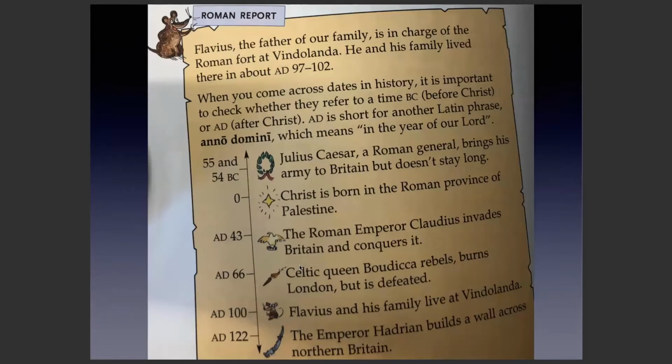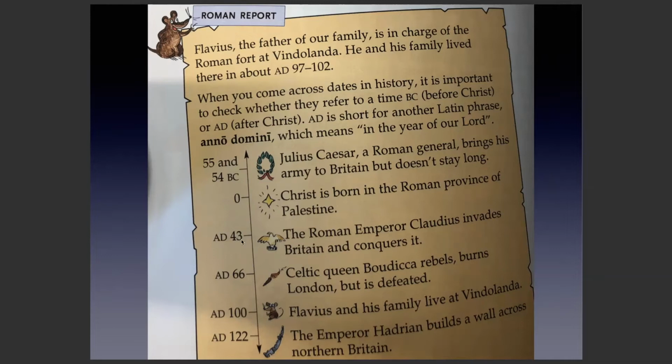And there's this little note in the book that I'm going to read to you. Flavius, the father of our family, is in charge of the Roman fort at Willadanda. So he was kind of like a general. He and his family lived there in about 97 to 102 AD. So this is a little bit later in the Roman period. You notice it's not way back in like 500 BC. This is a little bit later.